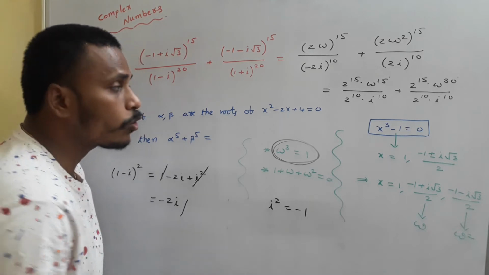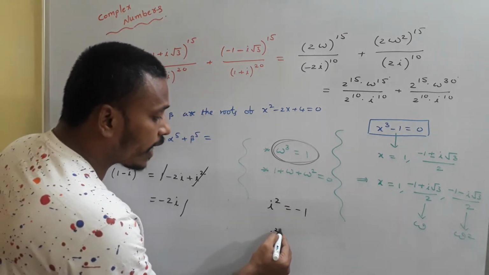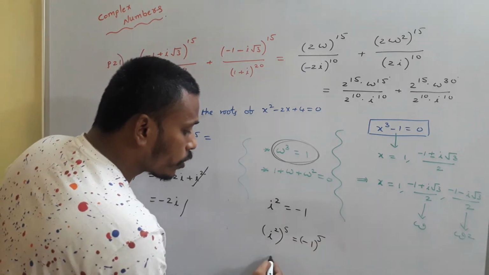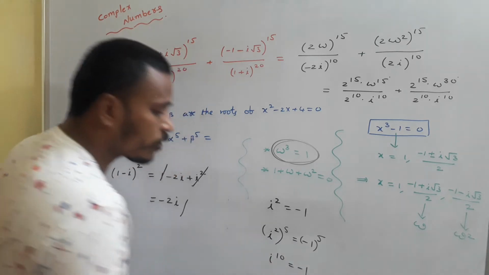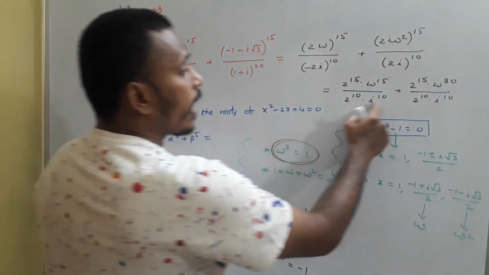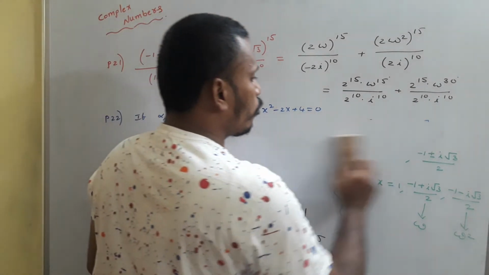Since i square is equal to minus 1, what can you say about i power 10? i power 10 means i square power 5, which is equal to minus 1 power 5. So i power 10 is equal to minus 1. So we need to replace these omega powers with 1 and these i powers with minus 1, and then simplify this. I am erasing this cube roots of unity concept.